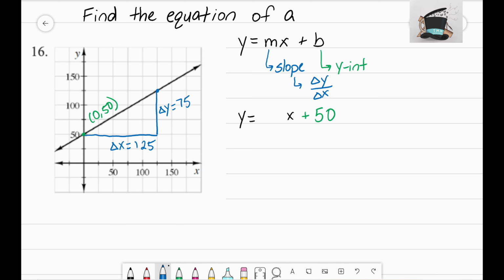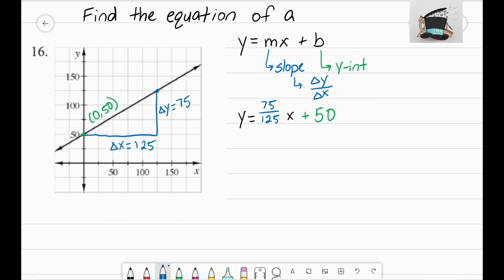So when I go back to my equation, right, the last piece that we're missing here is the slope. The slope is just delta y over delta x. Well, my delta y is 75 over my delta x, which is 125. There is my equation for this graph. Okay, now there is one more step we want to do. Our slope here is not fully reduced, and we always want to reduce when possible.